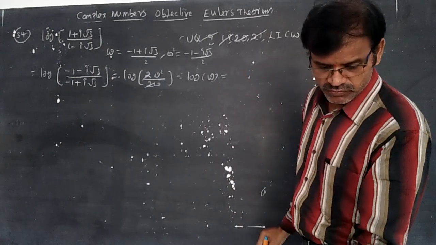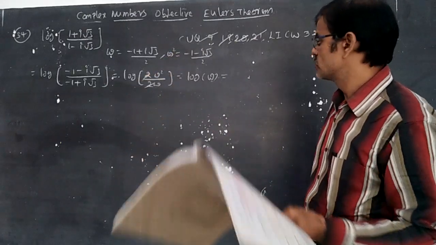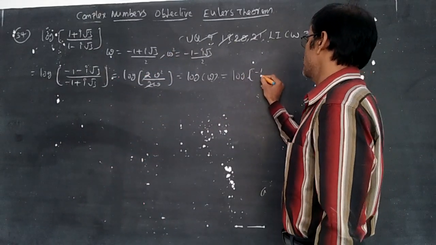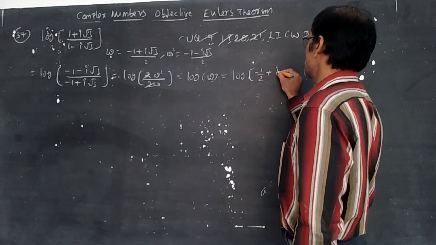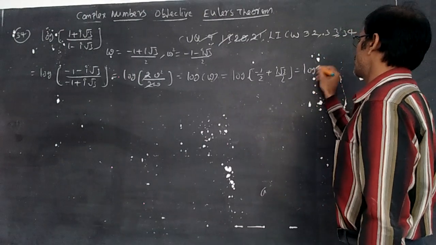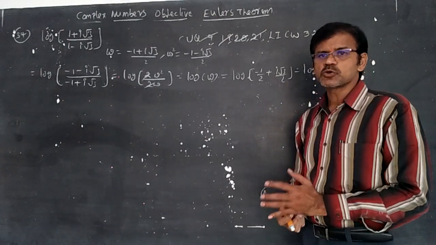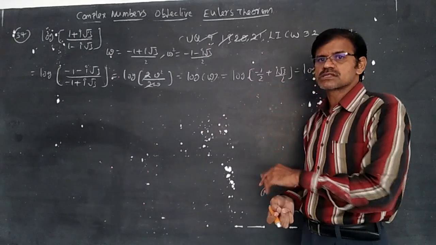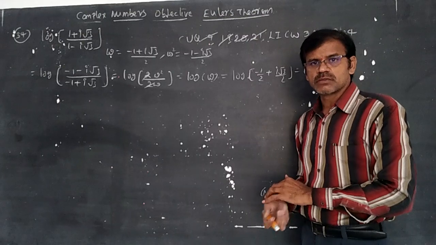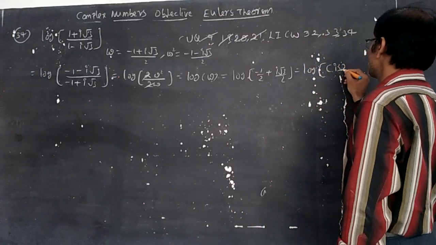Again the value is minus 1 plus i root 3 by 2. He is asking log of the value. Now write the value minus 1 by 2 plus i root 3 by 2. That is equal to log of omega. What is the value of omega? It is nothing but cis 2 pi by 3. Cos of 2 pi by 3 plus i sin of 2 pi by 3 becomes minus 1 by 2 plus i root 3 by 2. So here you can write cis 2 pi by 3 directly.